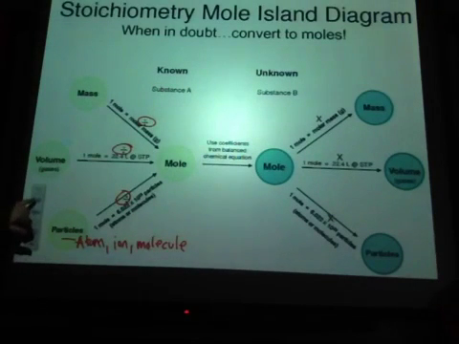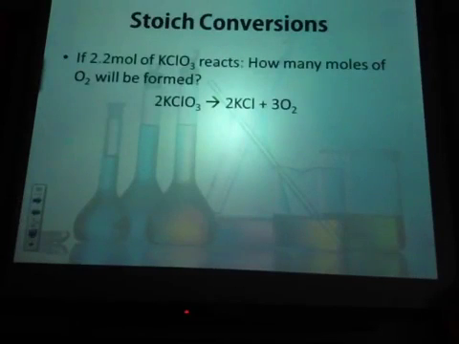Okay, so let's try one. If we have 2.2 moles of potassium chlorate, and it reacts, how many moles of O2 will be formed? If we have 2.2 moles of potassium chlorate, how many moles of oxygen will be formed?